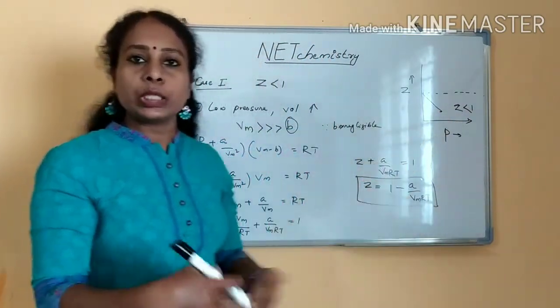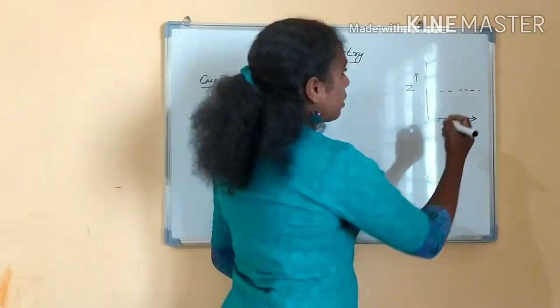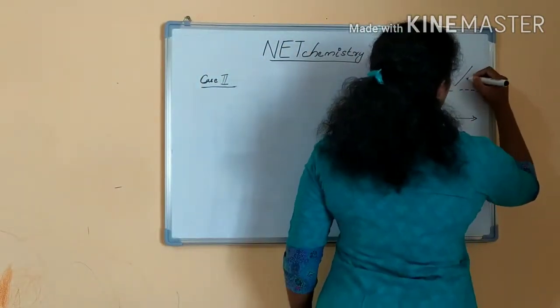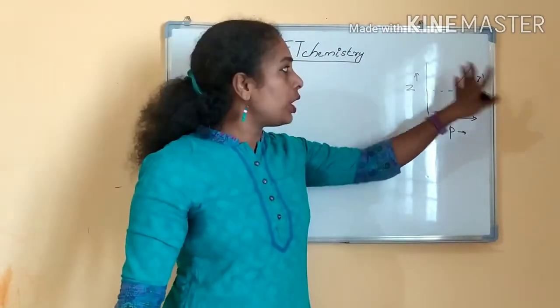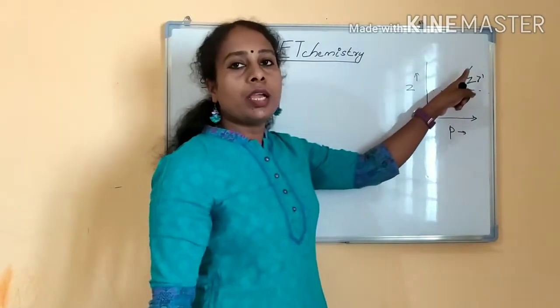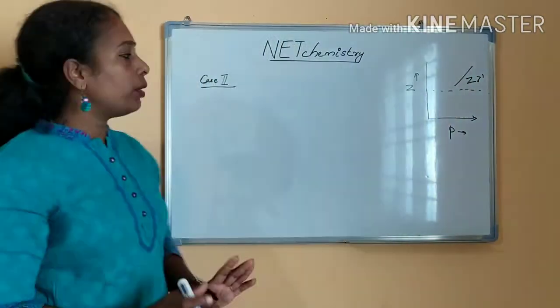Now we will see the case 2. What we are going to consider is the high pressure, this graph. At high pressure, Z value will be greater than 1. This graph only we are going to see how it is happening. What will happen at a high pressure? Volume will be very less, right? High pressure means volume will be less.